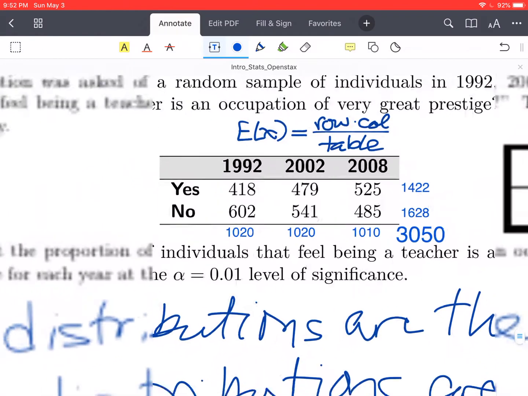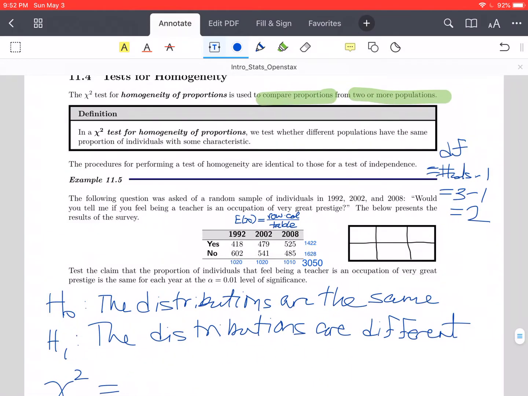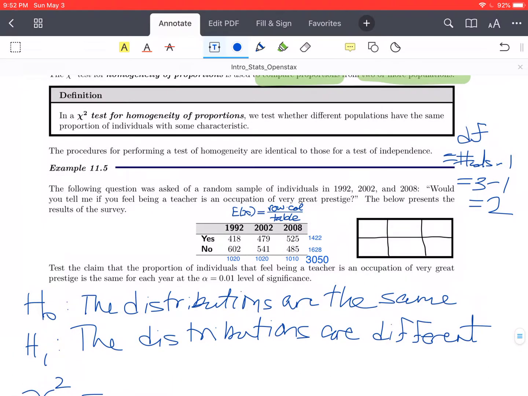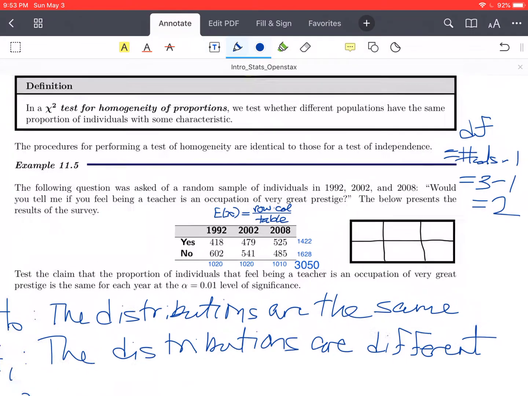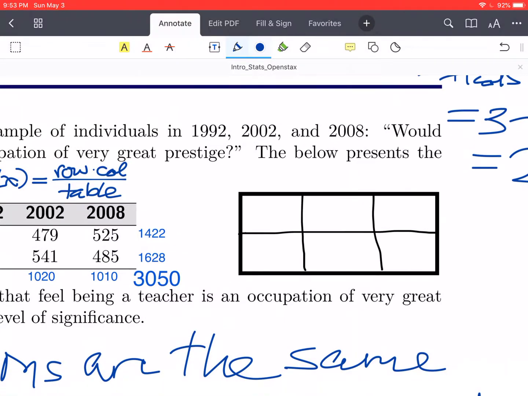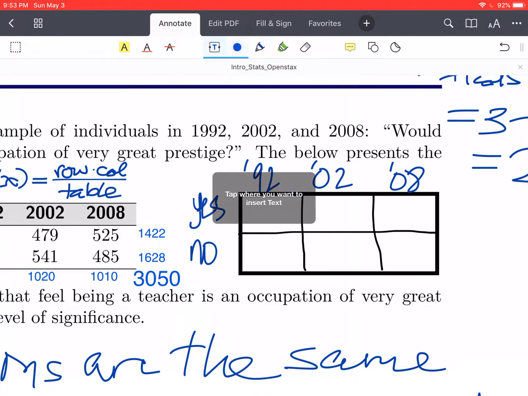Okay, so that's our table total for this one. Now, if we do that calculation, let me just set this up here. This is yes and no, in 1992, 2002, and 2008. Okay, and then let's get these values in here.